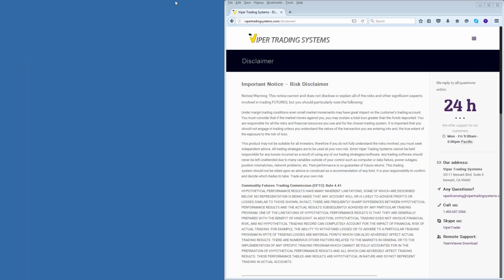If you are here to learn about trading the futures markets using the Viper tools, you're absolutely in the right place. Tonight's topic is proper use of leverage. Of course, we'll be covering many other things in addition to that, but that's one of the primary topics tonight.